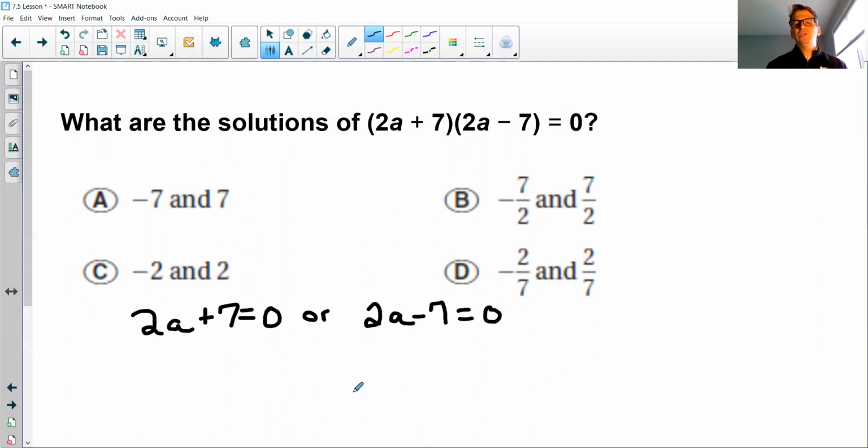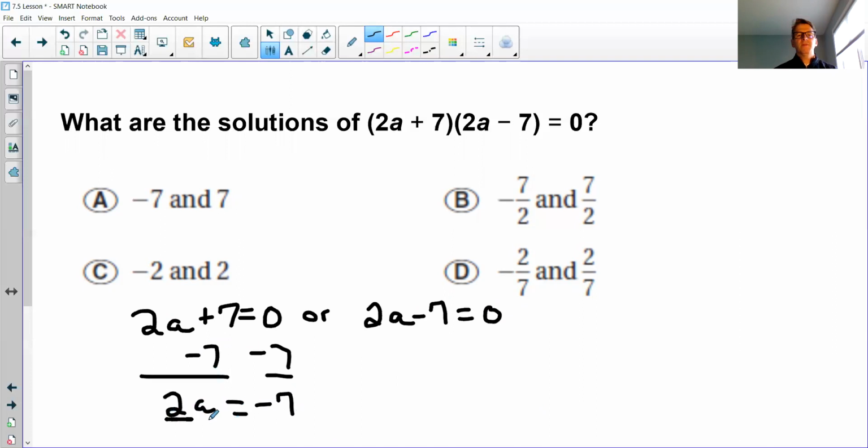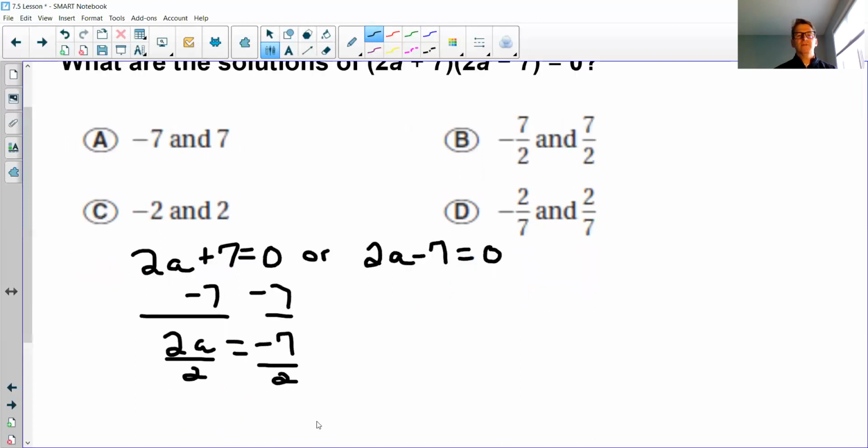This is a two-step equation that we're solving. If I subtract 7 from both sides, I have 2a equals -7. Divide by 2, and you get -7/2. A equals -7/2.